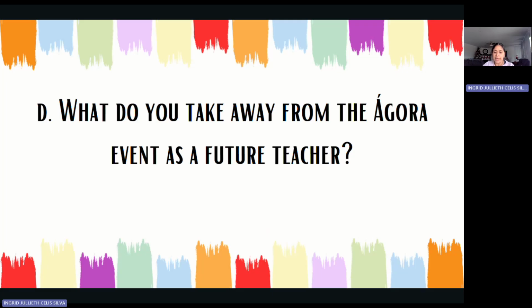From the Agora event, I take away a renewed sense of purpose and confidence as a future teacher. Listening to other groups, seeing the posters, and learning about the strategies allowed me to understand that teaching is a collaborative profession, where we are all learning from other teachers. I also realized the importance of innovation. Many activities presented during the Agora showed creative ways to address real challenges in the classroom.